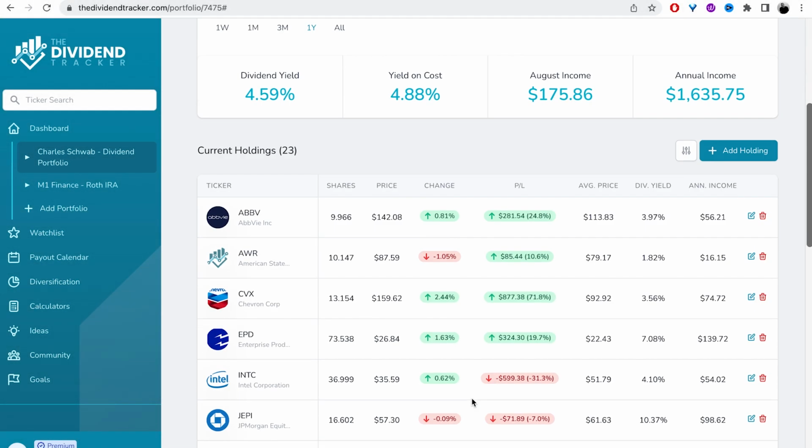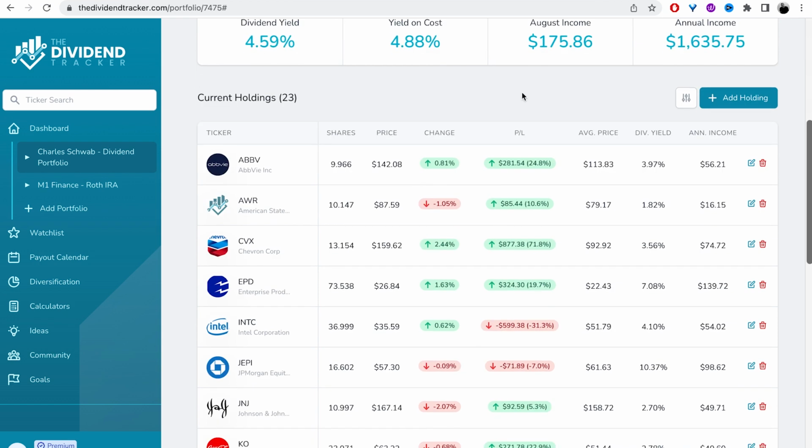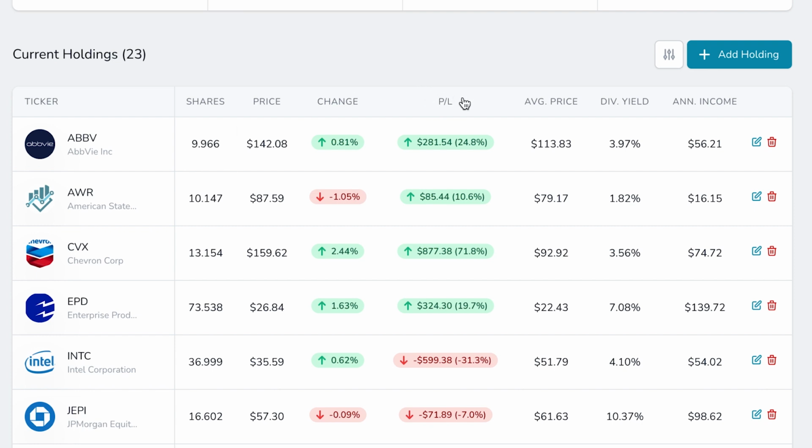And scrolling down right here, it also gives us some pretty essential insight to all of the different stocks in our portfolio. We can see how many shares we have of each, the total profit and loss, the average cost per share, the dividend yield of each individual holding, as well as the annual dividend income from each holding.